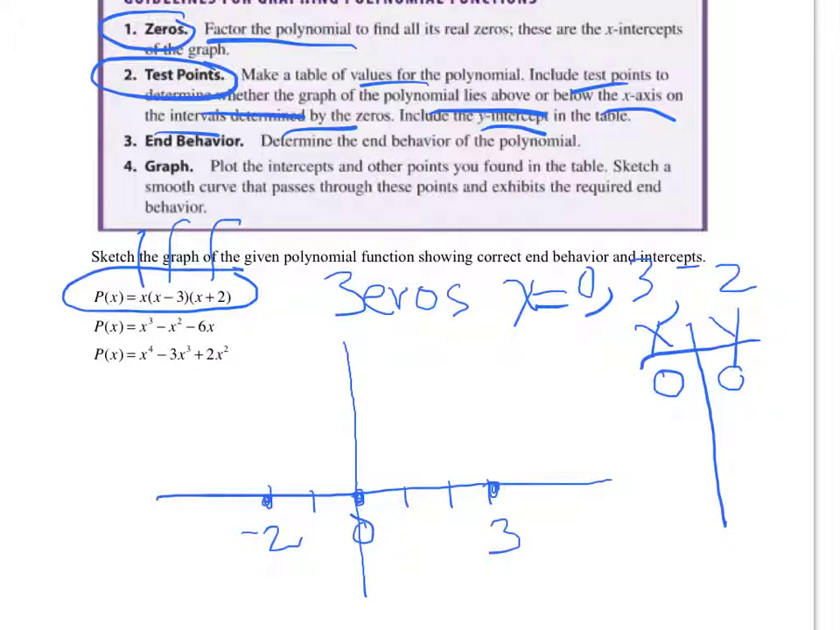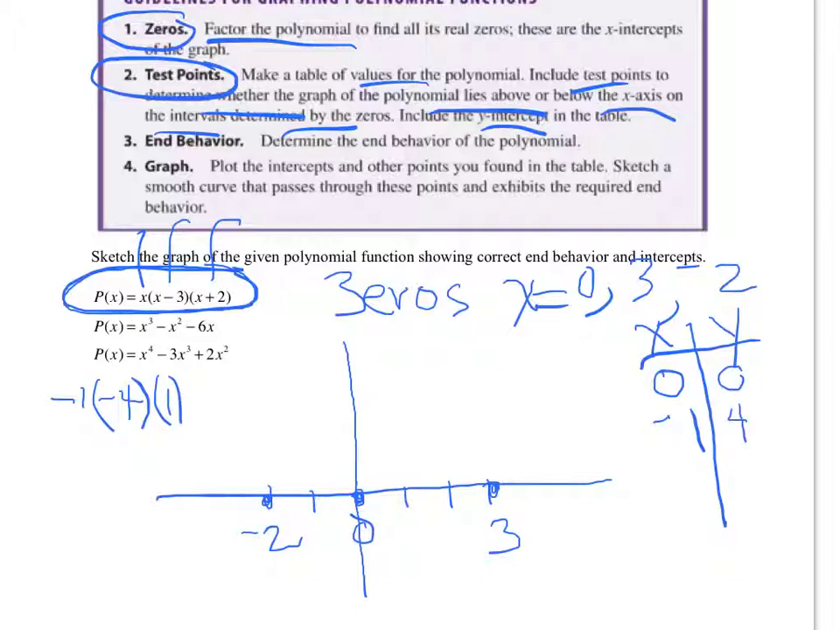Okay, so now we want to try numbers between -2 and 0. Let's try x equals -1 and see what we get for our function value. Our function is x times x minus 3 times x plus 2. If x is -1, that's -1 times -1 minus 3, which is -4, times -1 plus 2, which is 1. So we get 4.